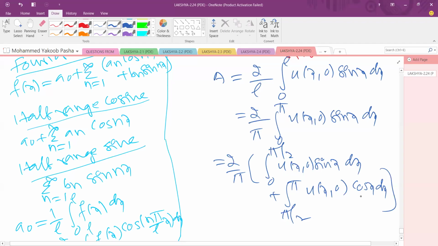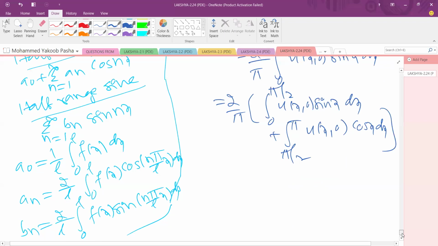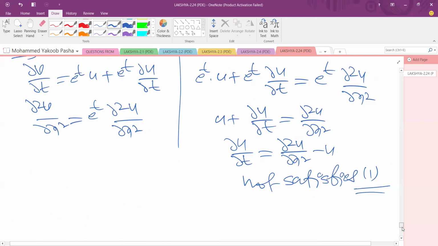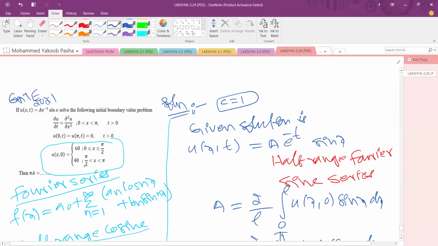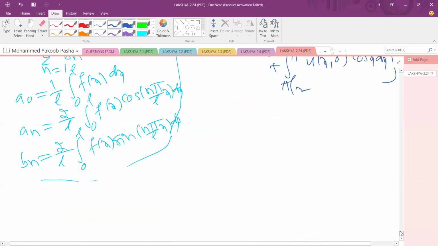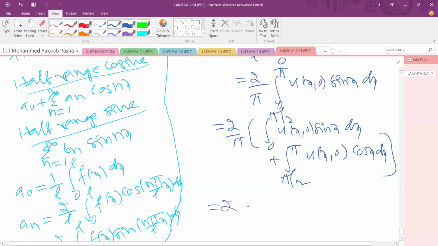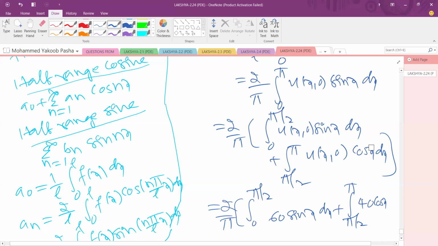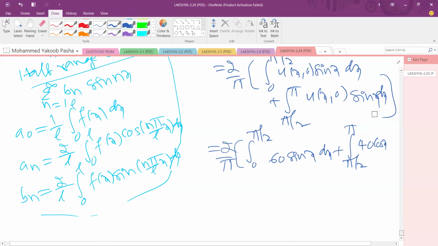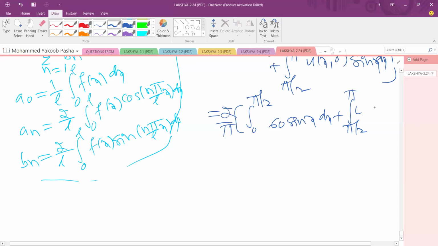We split it like this. After splitting, in the first interval 0 to pi by 2 the initial condition is 60, and in pi by 2 to pi the initial condition is 40. So I am writing here 2 by pi integral 0 to pi by 2, this is 60 sin x dx plus integral pi by 2 to pi, this is 40 sin x dx. Sorry, this is also sin x, as in the previous case.